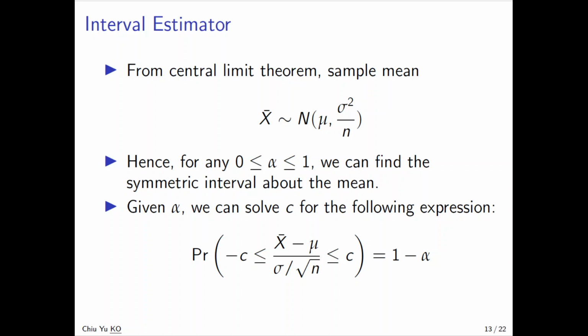First we define an alpha, which is a parameter we have to design. Given this parameter, we find a symmetric interval over the mean. What's the meaning of this parameter? We want to find a C such that the normalized mean, which has mean 0, so it's a standard normal Z, is between negative C and plus C, and the probability is 1 minus alpha.